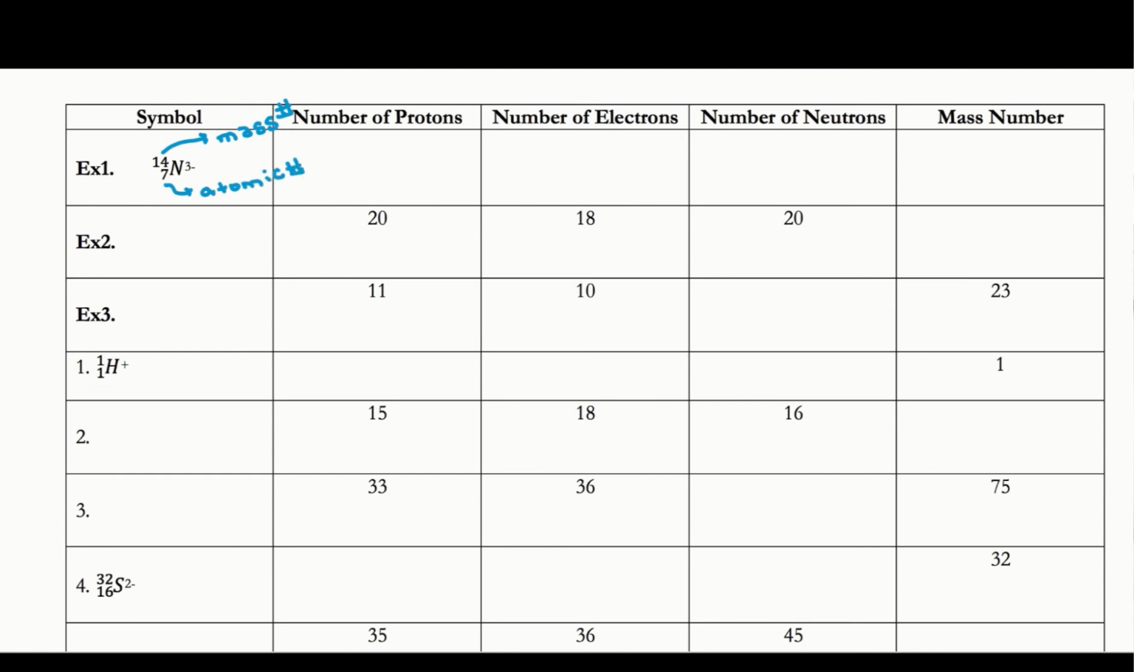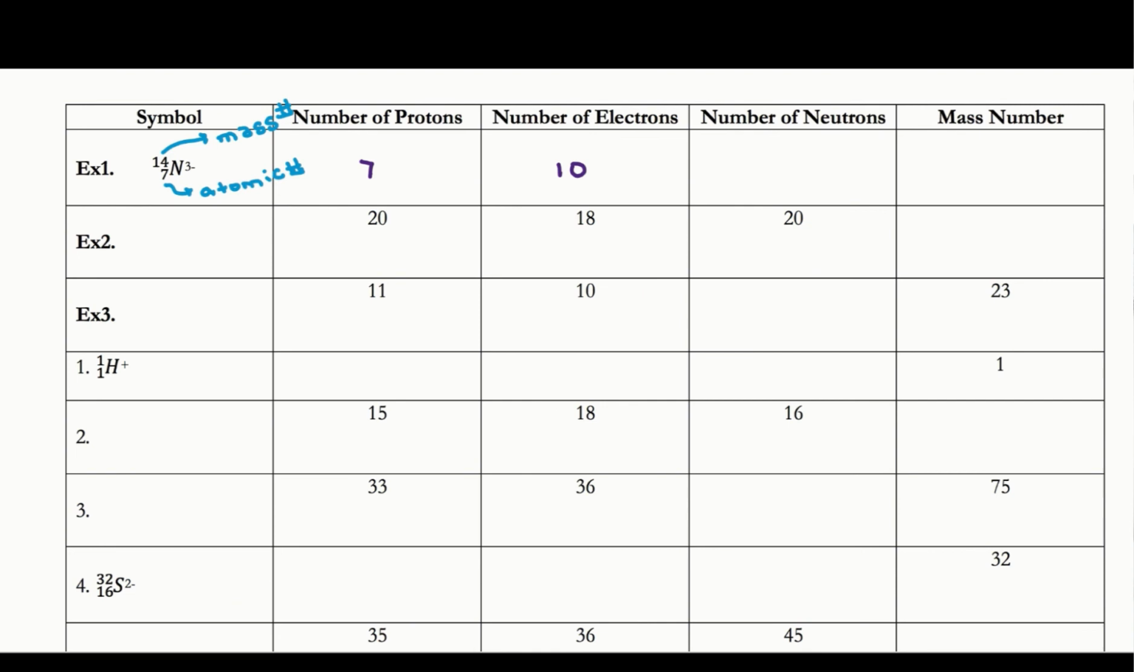So if we were to fill in this table to identify your subatomic particles, your number of protons here is going to be 7. Let's talk about electrons really quickly. Notice I have 7 protons, and my charge for nitrogen is 3-. So that 3- charge tells me I have 3 more electrons than I have protons. Well, if I have 3 more electrons than protons, that means I would have to have a total of 10 electrons. 3 more electrons than protons gives me a 3- charge.